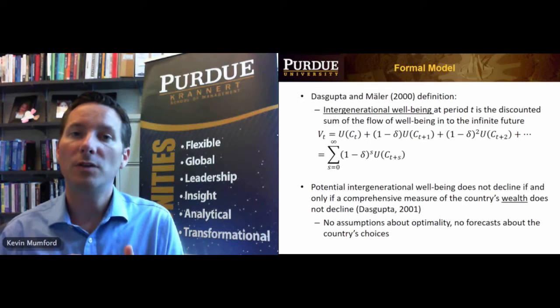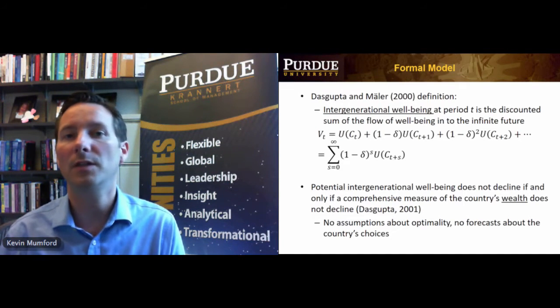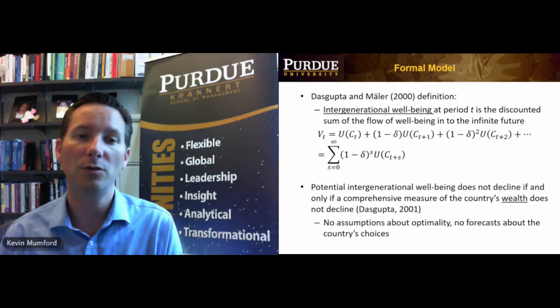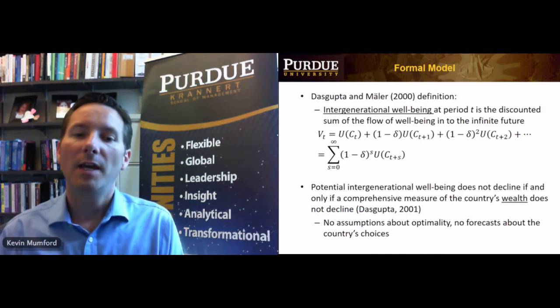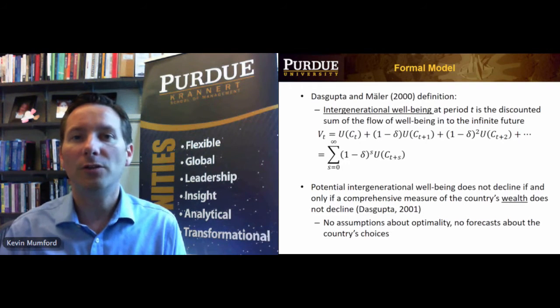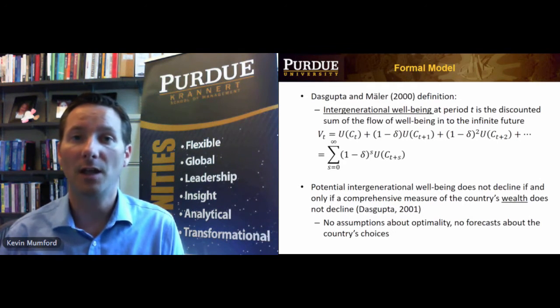do is you take those utility flows, the prosperity in every time period, and you discount them and add them up. So I've got utility in period t, and then in period t plus 1, and in period t plus 2. I discount them and I add them all up, and that concept will be intergenerational well-being. And in 2001, Partha Dasgupta showed that potential intergenerational well-being does not decline if and only if a comprehensive measure of that country's wealth does not decline.